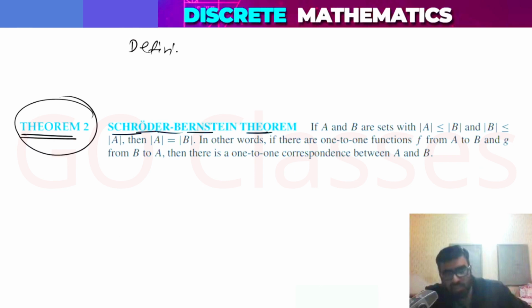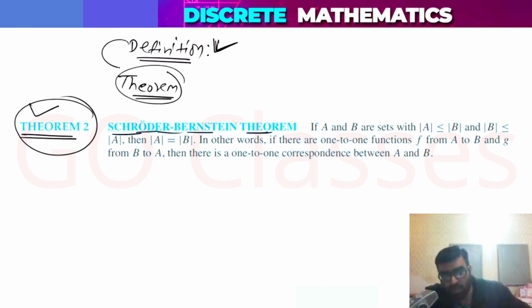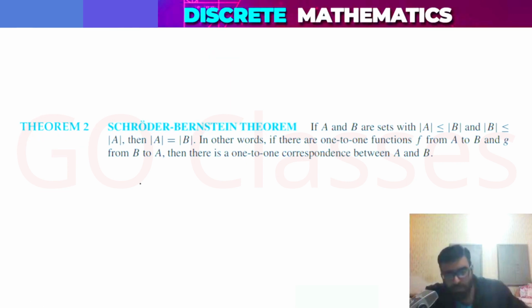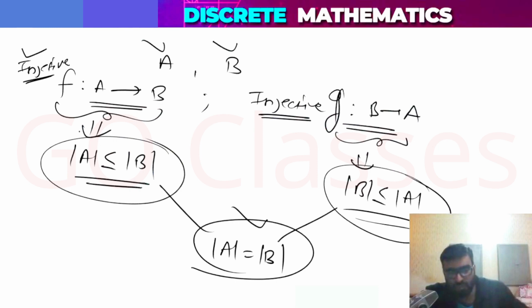When you see that something is a definition, it means this is how people have defined it, so you don't have to prove it. But when you see a theorem, it means you can prove it. A theorem can be proven from the definitions. Anyway, my point is that this theorem is very useful.